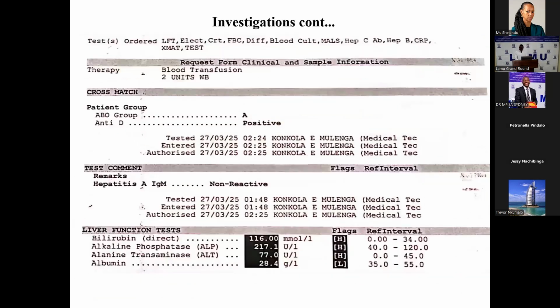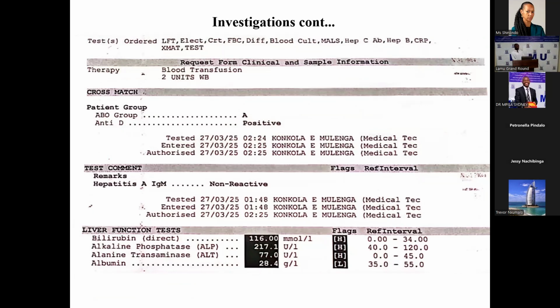Lastly, we did a cross-match for the patient, and his ABO group was A, and he was anti-D positive. There was also a hepatitis A IgM, which was done and was negative. Then the last tests which were done were the liver function tests.